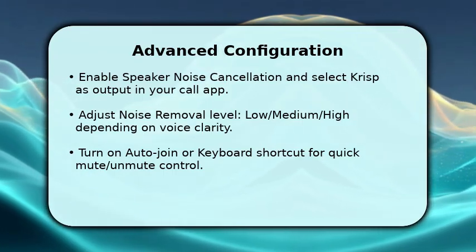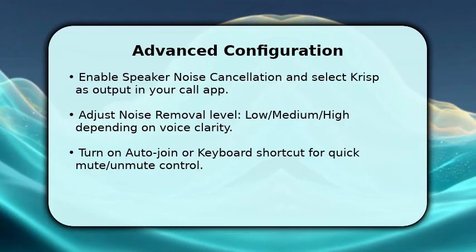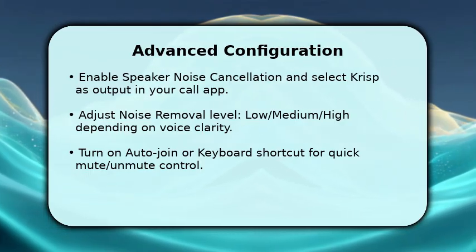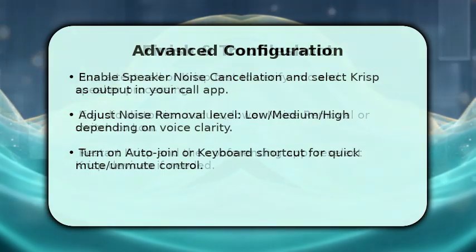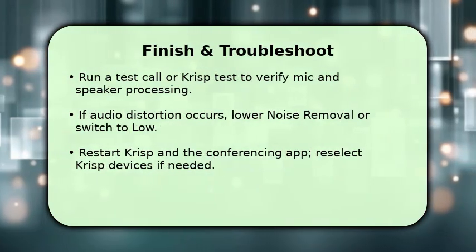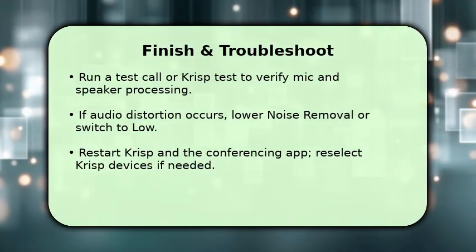Once set, map a keyboard shortcut for instant mute or toggle. That speeds control during live conversations and prevents accidents. To finish, run a test call and listen for clarity while watching Krisp's activity indicators.